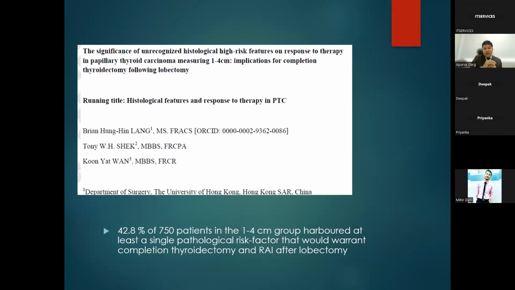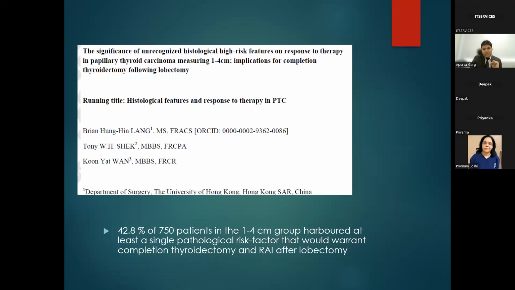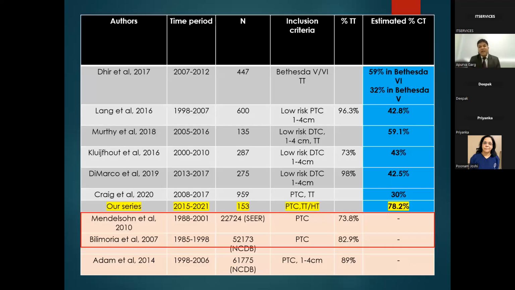Another study looked at the significance of unrecognized histological high-risk features on response to therapy in papillary thyroid carcinoma of 1 to 4 centimeters, and the implication of completion thyroidectomy following lobectomy. It showed that 42.8% of the 750 patients in the 1 to 4 centimeter group harbored at least a single pathological risk factor that would warrant completion thyroidectomy and radioactive iodine therapy after lobectomy. So here we can see that the estimate of completion thyroidectomy varies from 59% in Bethesda 6 to 32% in Bethesda 5, and it is quite high. One study showed 42.8%, another 59.1%.